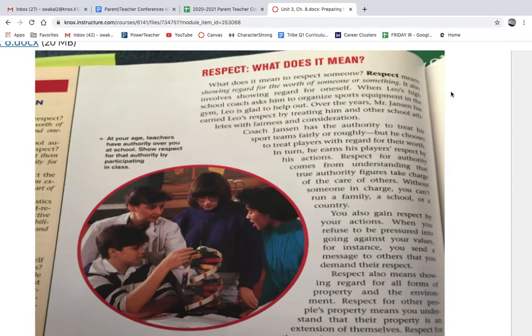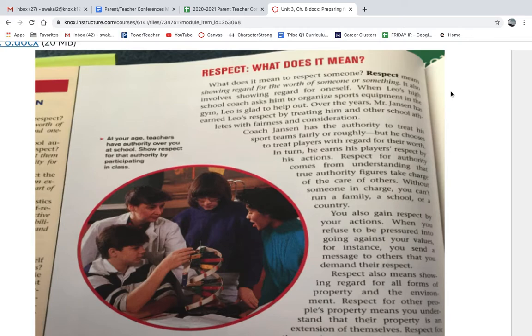Respect means showing regard for the worth of someone or something. It also involves showing regard for oneself. When Leo's high school coach asked him to organize sports equipment in the gym, Leo is glad to help out. Over the years, Mr. Jansen has earned Leo's respect by treating him and other school athletes with fairness and consideration. Coach Jansen has the authority to treat his sports team fairly or roughly, but he chooses to treat players with regard for their worth. In turn, he earns his players' respect by his actions.